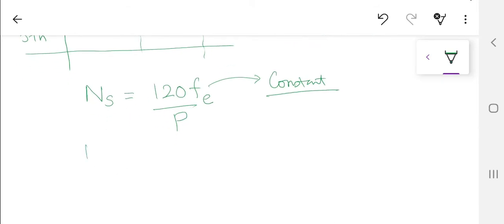Now, if you're talking about the fundamental, I'm just going to write Ns1, so it has a speed equal to 120 F electrical over P, the generic formula, so this is not going to change. So this is the speed for the fundamental.